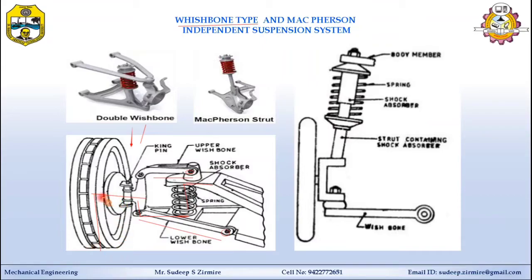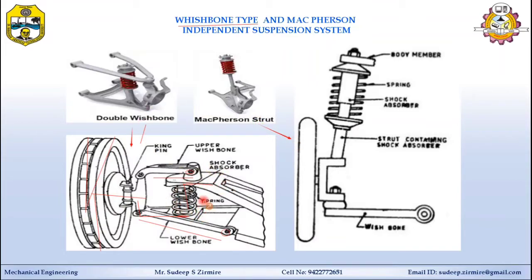But here is one disadvantage with these types of suspension system: the vertical movement of the tire changes the camber angle. Camber means, when you see the tire from the front side, when it goes up and down, this tire tilts and it creates a different camber angle. This in this case is more, but it is nearly neglected or minimized in the MacPherson strut type suspension system.